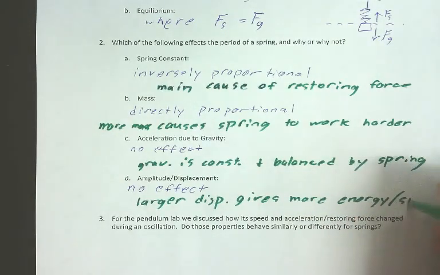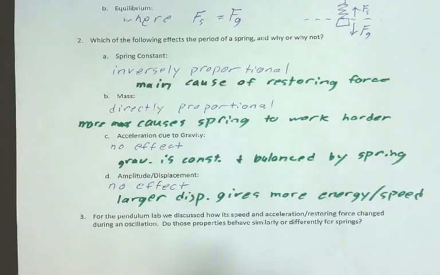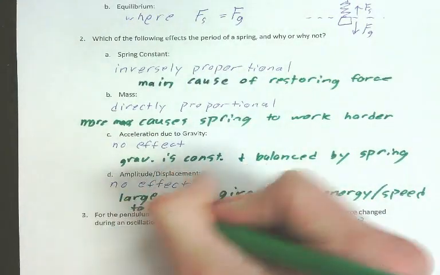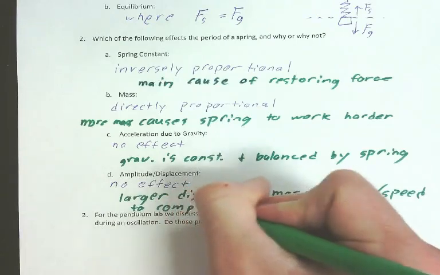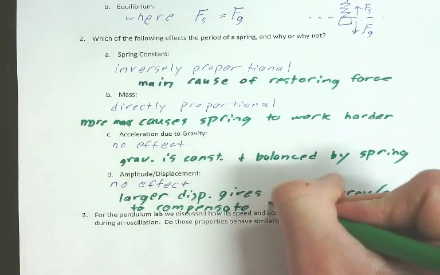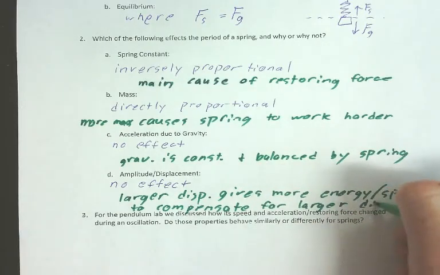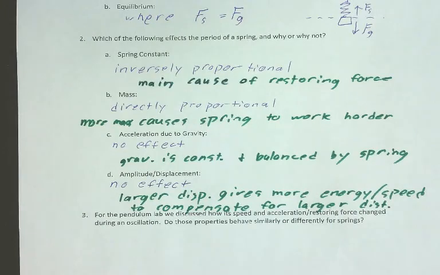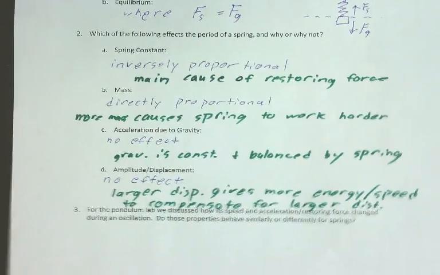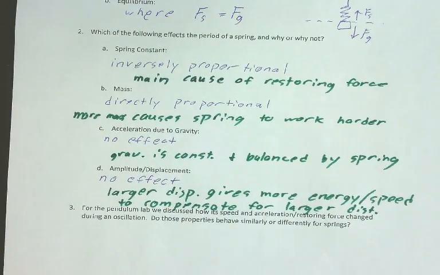or speed to compensate for a larger distance. So yes, a spring has further to go if you stretch it out further, but that also means that there's more energy to make it move faster. So those two things will balance out with each other, and that's the idea you get. All right, questions?